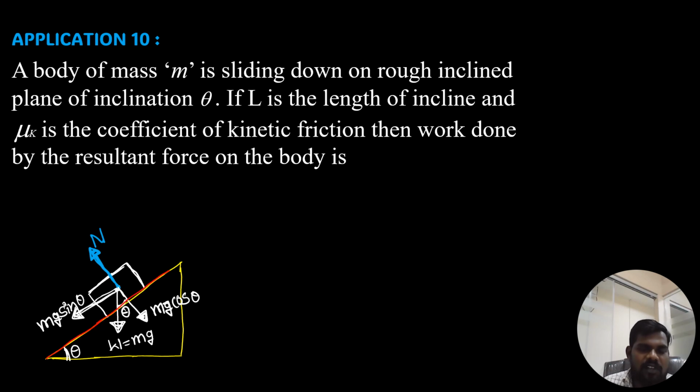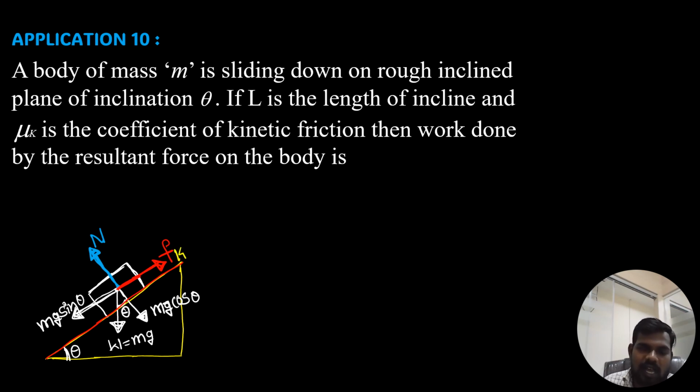So compulsory friction is there. The body in this case is moving down the inclined plane, so the friction is always opposite to the relative motion. Since the body is moving downward, the friction will be backward like this. Friction I am taking as small f, and since the block is in motion, we have to take kinetic friction in this case.